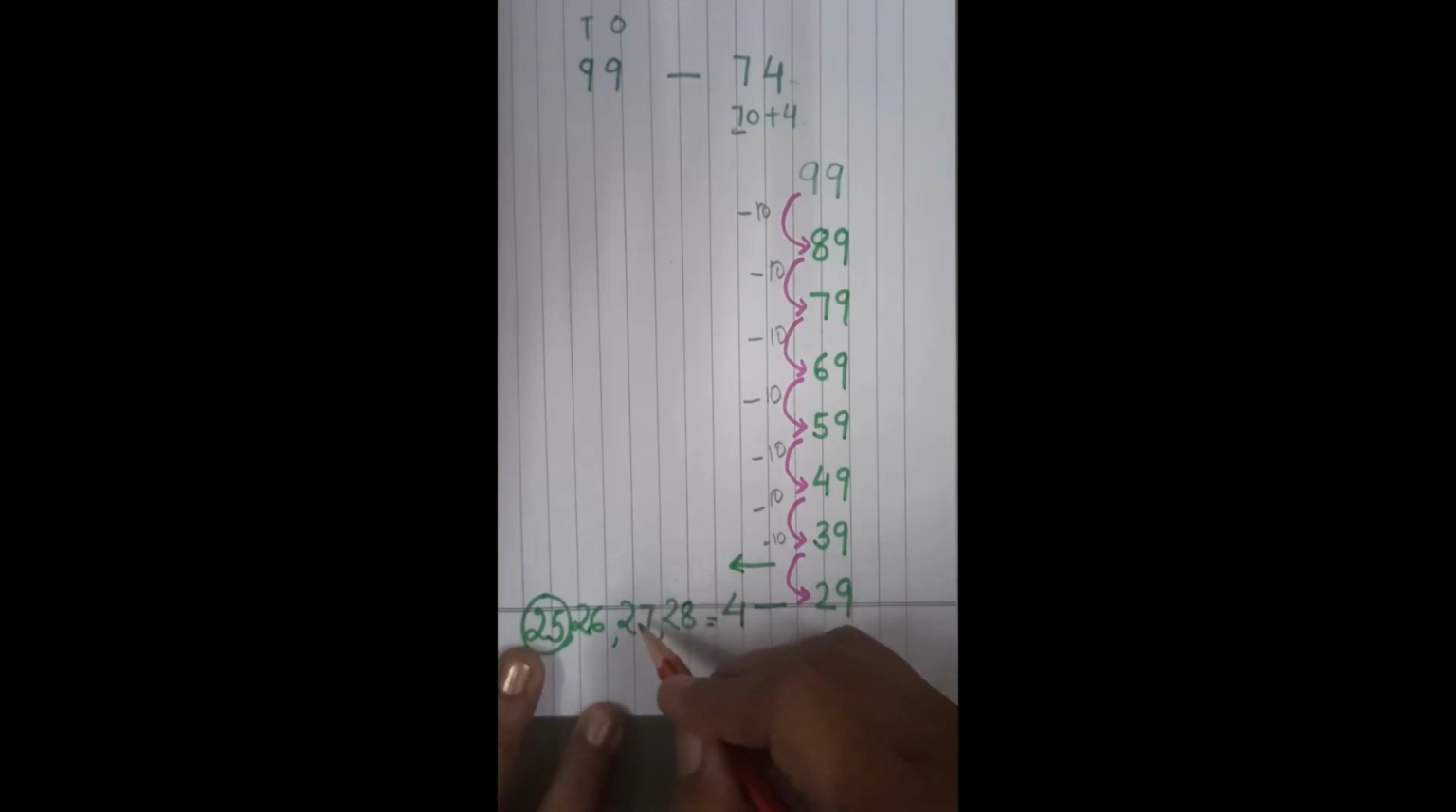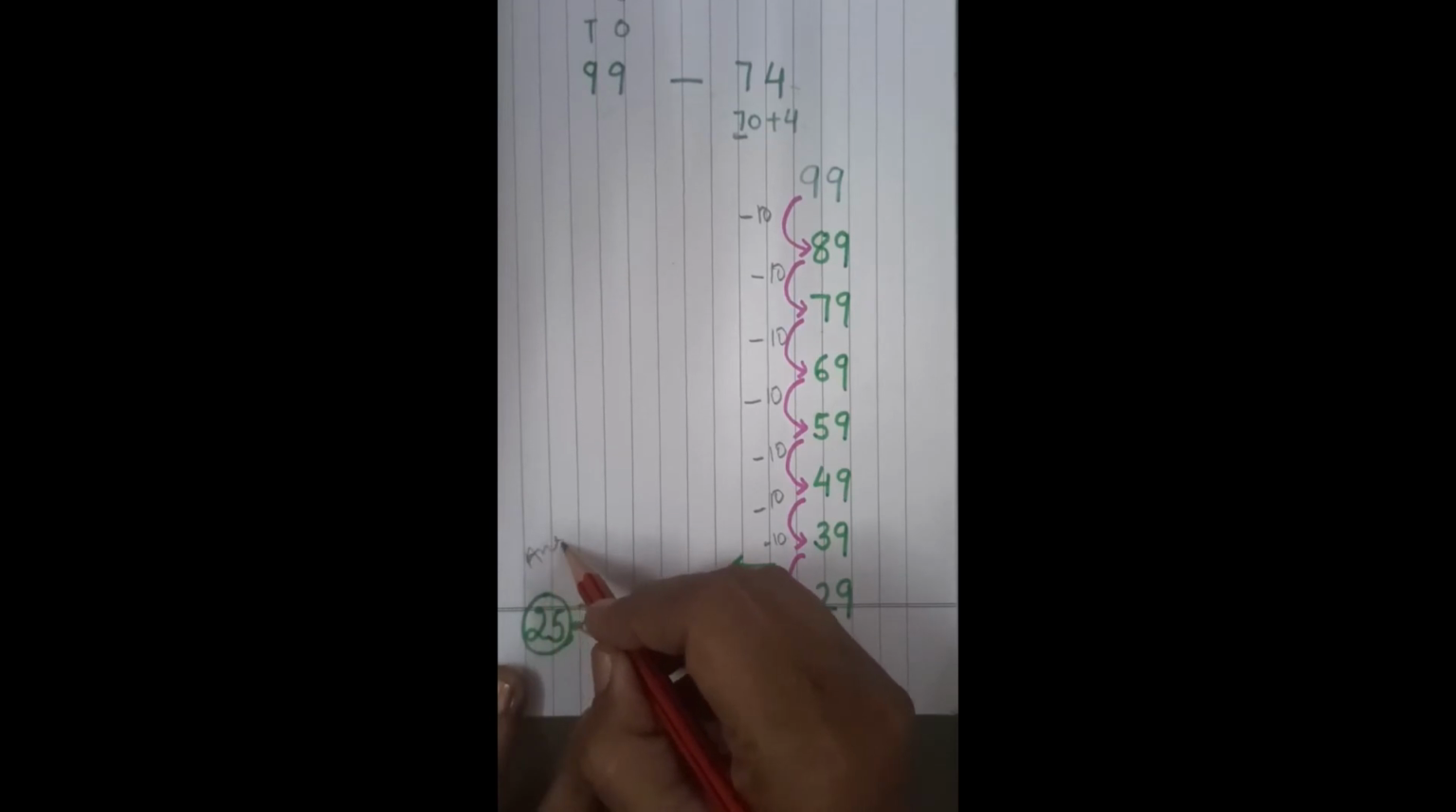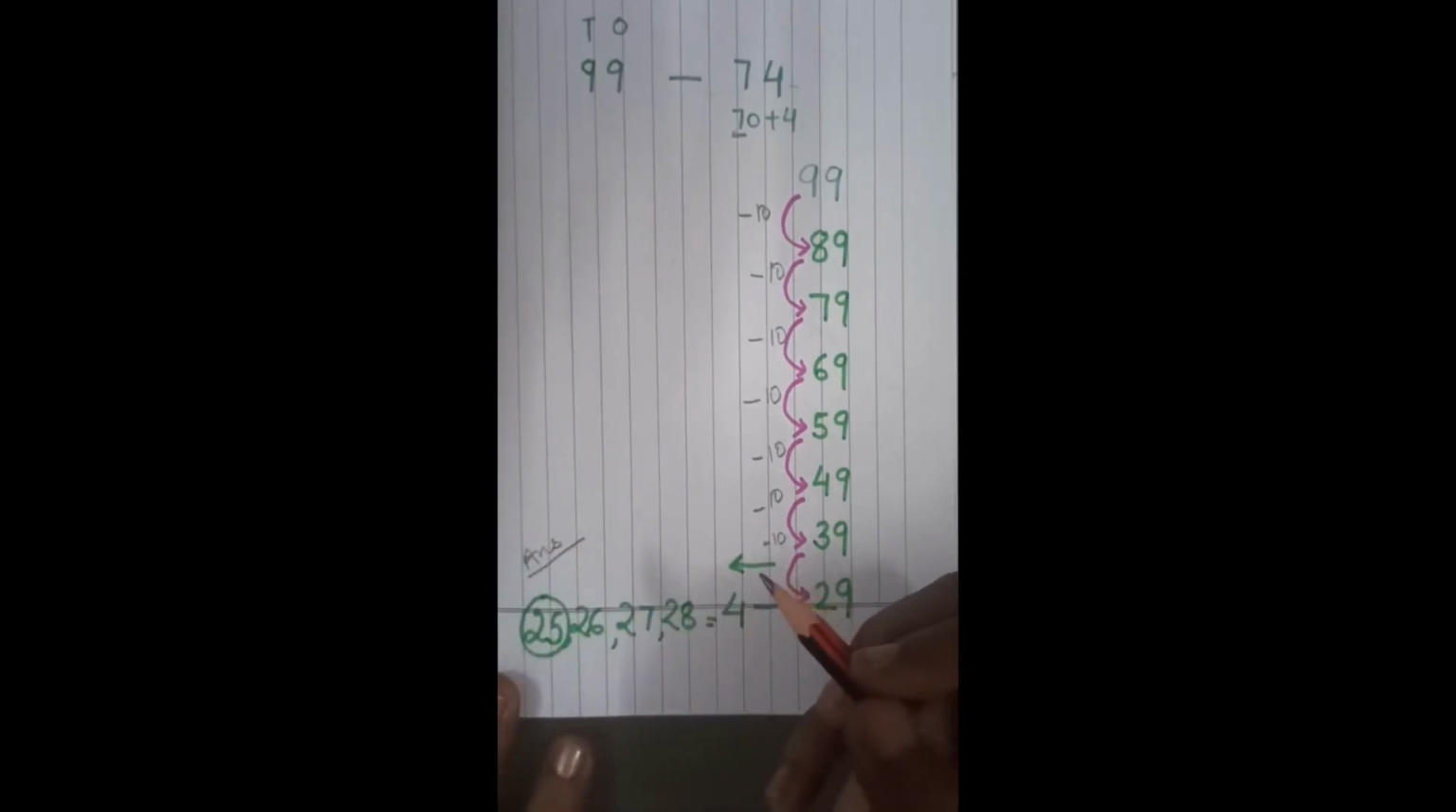One more time and it will be 27. Another time will be 26. And the fourth time will reach 25. So when we subtract 4 while going on our left, 29 will change to 25 and that will be the answer. Okay, let us understand with one more example.